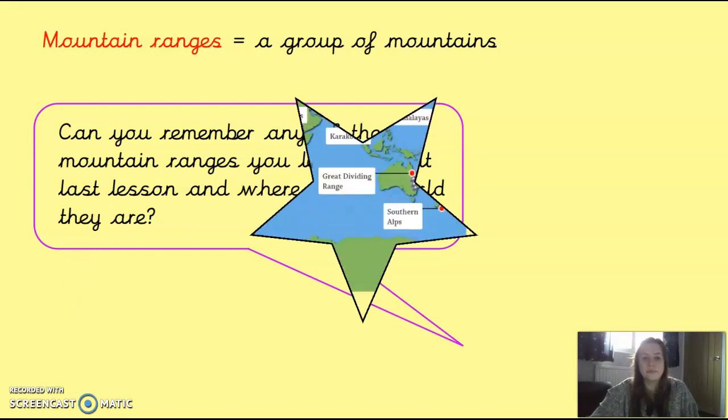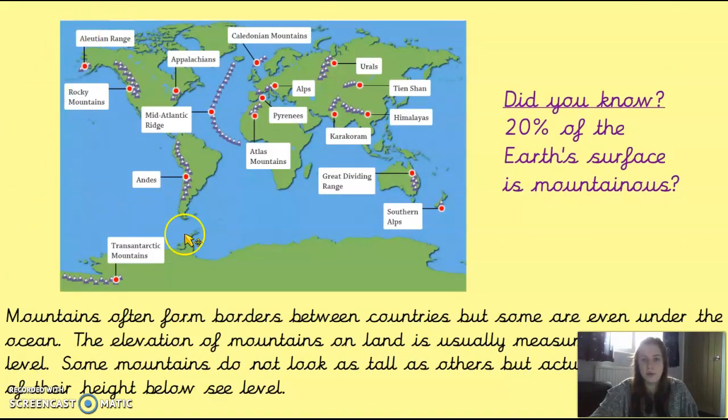Okay, so here is a map of the world, and some of these we looked at in our last lesson. So we were asked to find the Rocky Mountains, the Transantarctic, Alps, the Himalayas. Some of these are new mountain ranges that we haven't looked at yet. So we've got the Southern Alps, the Great Dividing Range. So some of these we didn't touch upon.